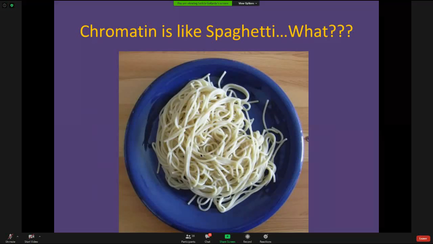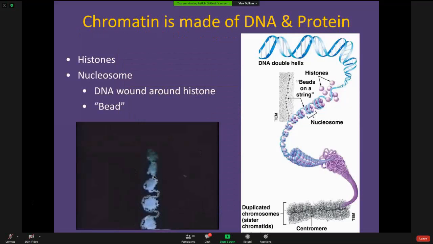That would be like untangling and separating out this big mass of spaghetti, right? And not making any sorting mistakes and not having any of the strands tangle up on each other and damage the DNA. Sound like a fun job? No, right? And it would cause all kinds of problems, right? So what your cells are going to do is they're going to condense the DNA, right? They're going to change chromatin into chromosomes, right?